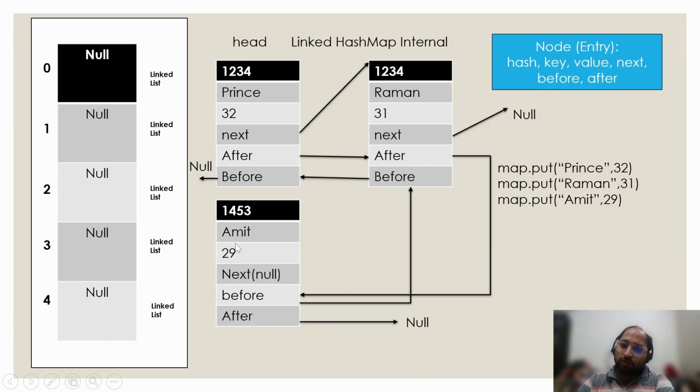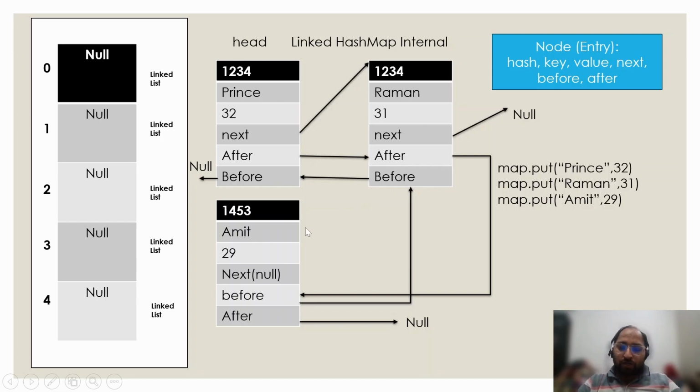Once this is added, because we don't have any entry afterwards, next will be pointing to null, and after will also be pointing to null. But this node's before pointer will be pointing to the previous node, because this is the third entry, and prior to it this was the second entry. So its before pointer is pointing to the previous node, and the previous node, which was the second entry, its after pointer is pointing to the next node, right? So using before and after, we are keeping track of it.